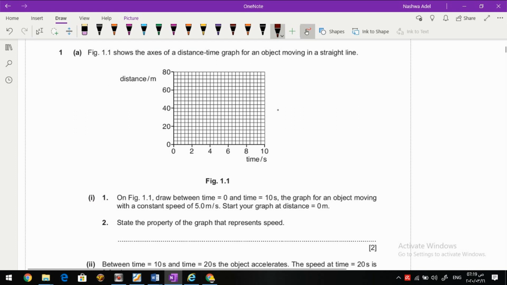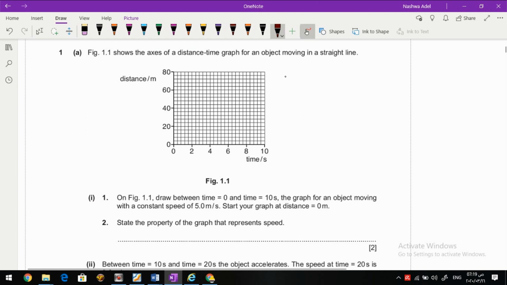Let's start. Question 1. Figure 1.1 shows the axis of a distance-time graph for an object moving in a straight line. On figure 1.1, draw between t equals 0 and t equals 10 seconds the graph for an object moving with a constant speed of 5 meters per second. Start your graph at distance equal 0 meters.